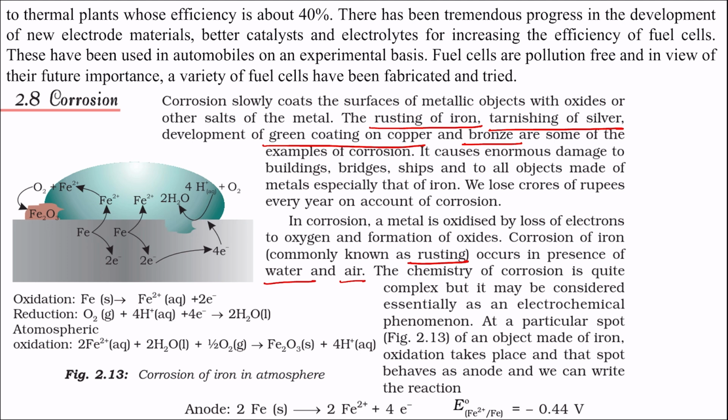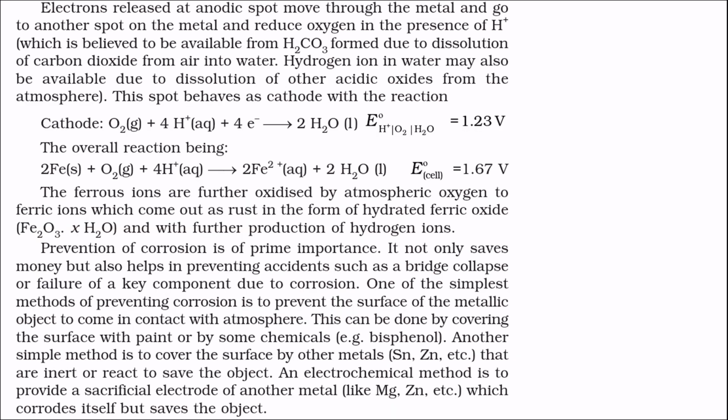At a particular spot of the metal, iron oxidizes and that spot starts behaving as anode. The reaction which occurs is iron changing into Fe2+ ion, giving 2 electrons. This is the oxidation reaction taking place at a particular spot of the metal, and this spot starts behaving as anode. Now these free electrons which are produced start moving from this anodic spot throughout the metal.